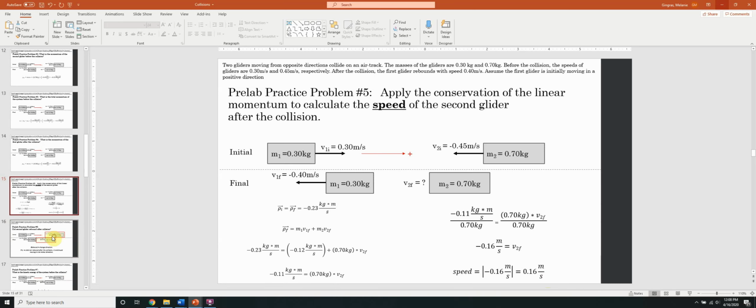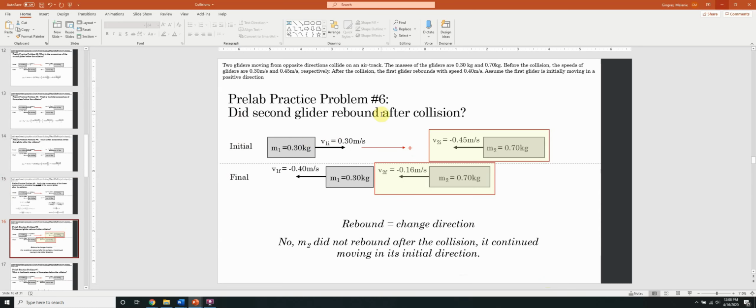All right, so problem number 6. Did the second glider rebound after the collision? All right, so we can see this is the second glider, right? And it was initially traveling to the left at 0.45 meters per second. Then after the collision takes place, it is still going to the left, but now at a diminished speed or velocity of negative 0.16 meters per second. All right, so if we think about this, we know that rebound means change direction, so no, m2 did not rebound after the collision. It continued moving in its initial direction. So that should be pretty straightforward.